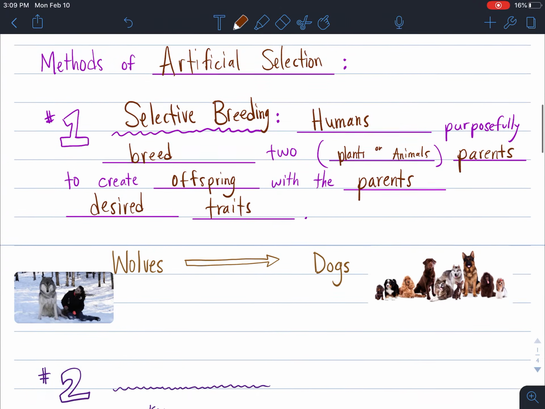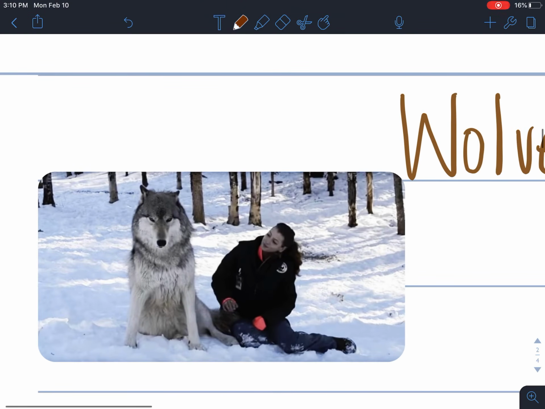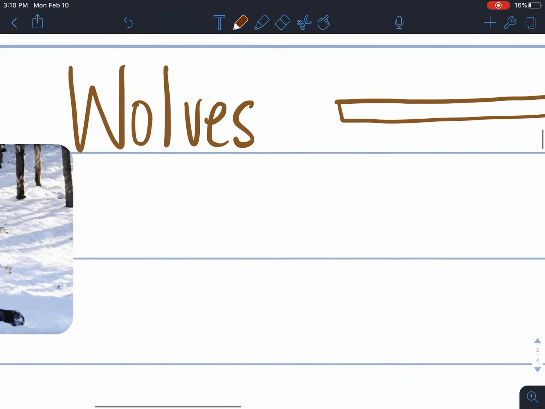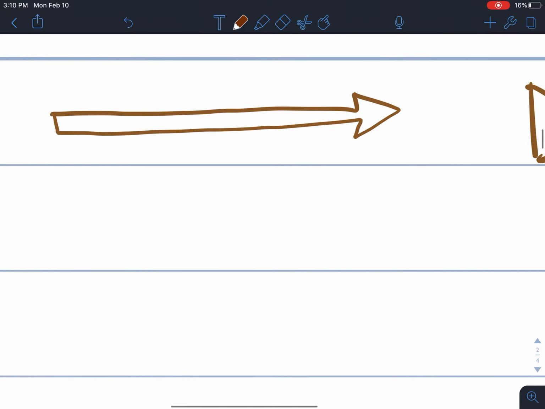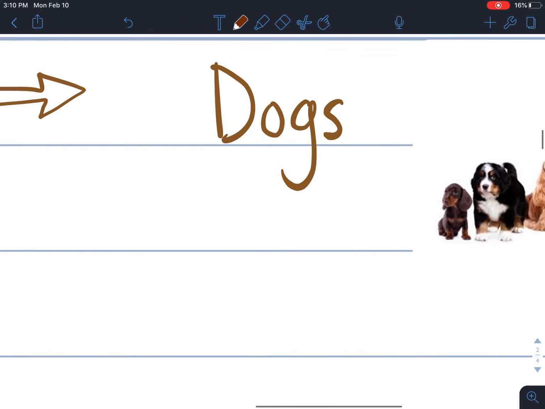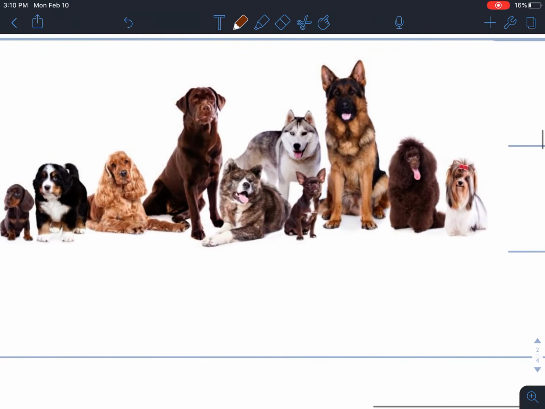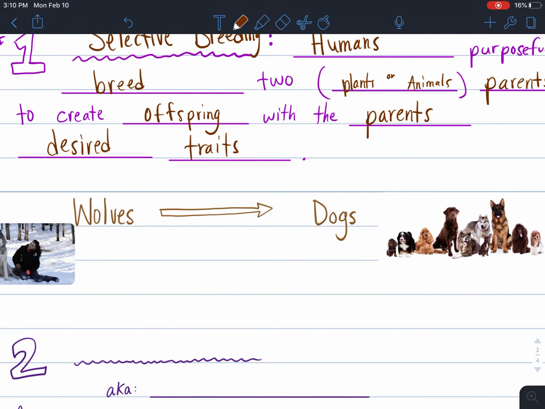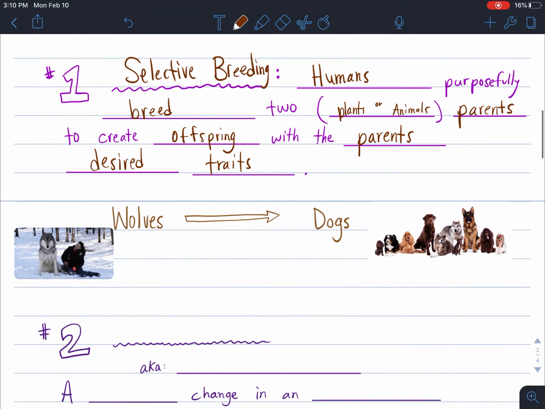So as an example of this, here's a wild wolf sitting next to a human. You can really see the size difference. Well, what we've done as humans is we have taken the species wolves and we have selectively bred them and chosen traits that we like in order to produce different types of dogs. So this is an example of humans selectively breeding, selecting traits in wolves and then reproducing them over and over and over again to end up with the different species of dogs.